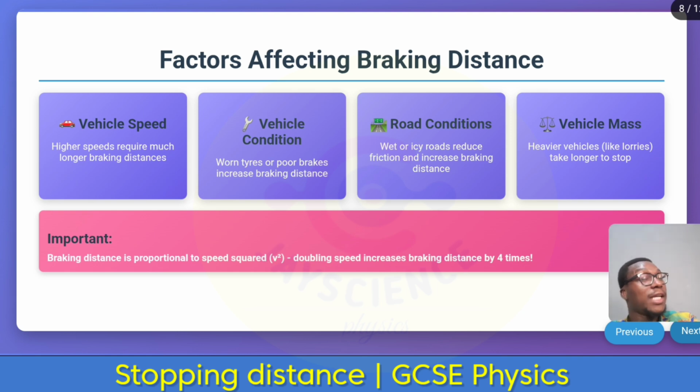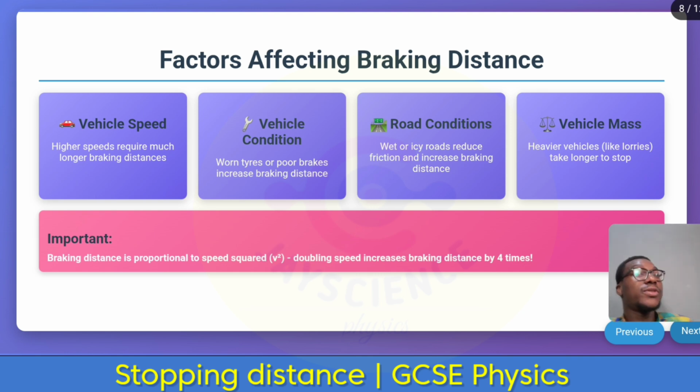Vehicle condition. If your vehicle is not roadworthy, if your tires are worn out, if your brakes are bad, and then you go on the road with that car, then you endanger yourself. Apart from the basic issue of increasing your braking distance, you'd also endanger other people because your car is obviously faulty. So let's always maintain our cars, right?